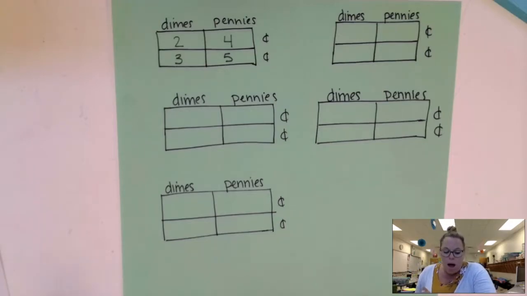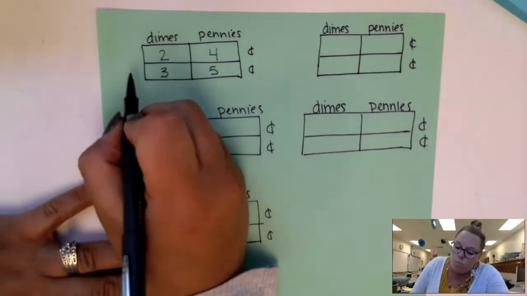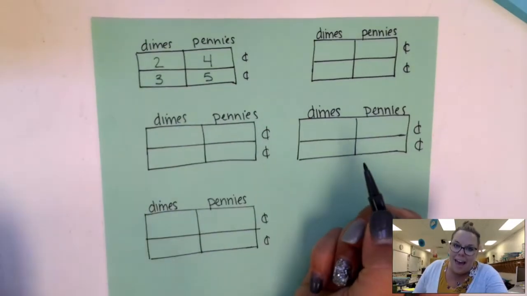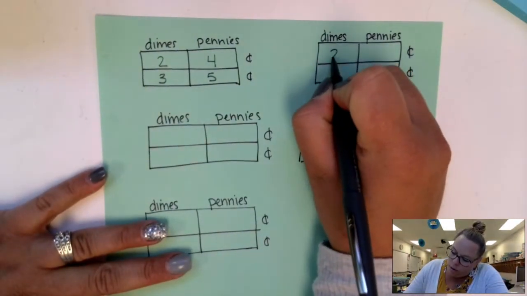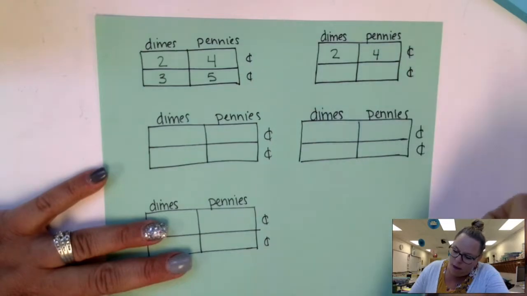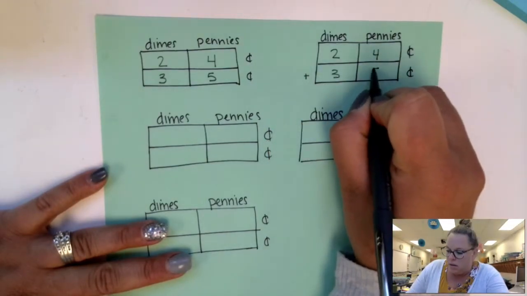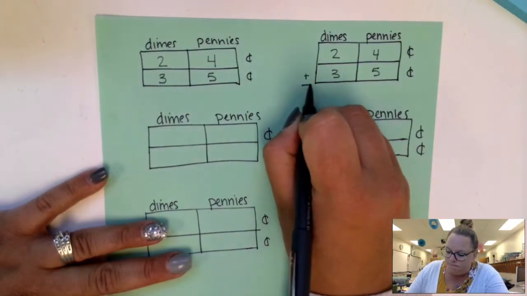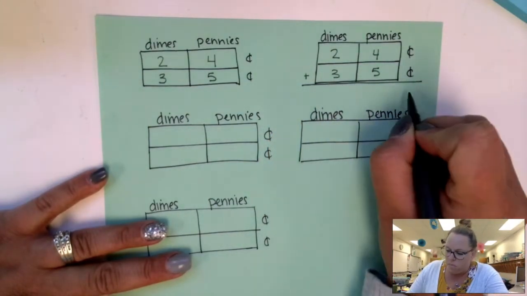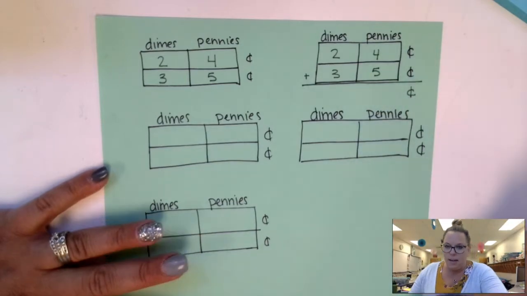Now, I want to put all the money together that I have, mix it up, put it into a cup, whatever I would have, and we need to figure out how many pennies and how many dimes we would have all together. So what we would need to do is we would need to add it up. So over here, 2 dimes, 4 pennies, plus 3 dimes and 5 pennies. Okay, I always have to drop down my cent sign.